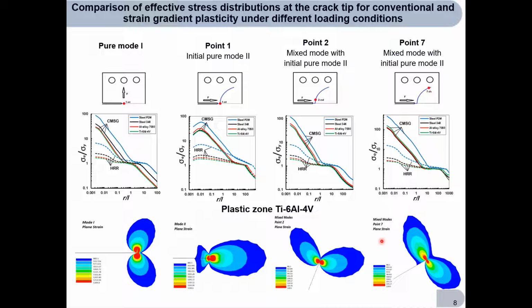I would like to draw your attention to the fact that as the crack grows, the shape of the plastic zone gradually changes from pure mode 2 to a state close to mode 1. Let's denote this the pseudo mode 1 scenario.